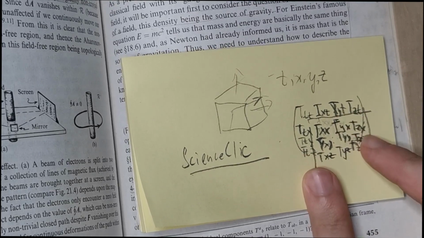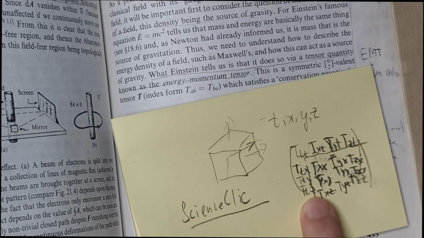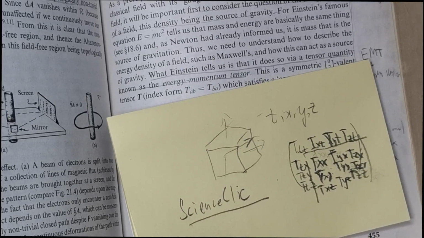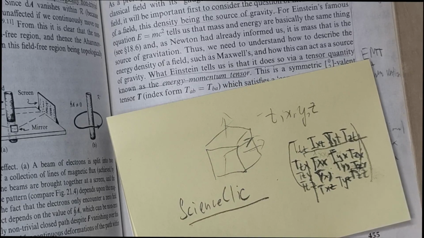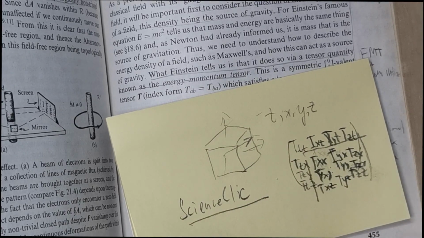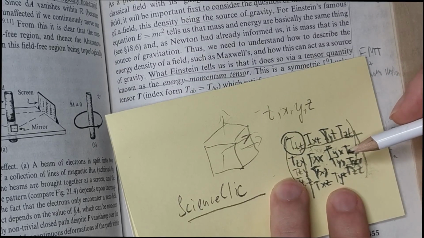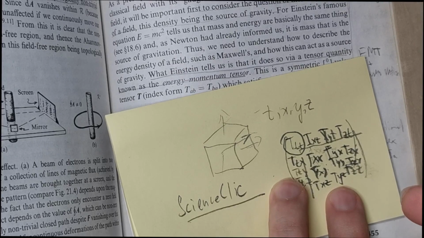So basically, that tensor will describe for us how energy and momentum change depending on the direction. The first thing, called energy density, T_tt, just describes how the time component of the energy-momentum four-vector changes through the time direction.